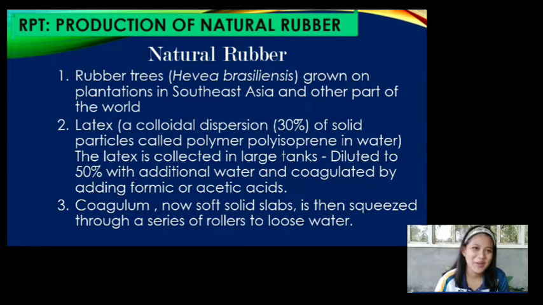polyisoprene in water. So in here, the latex is collected in large tanks, diluted to 50% with additional water, and coagulated by adding formic and acetic acids. The last one is the coagulum, a soft solid slab, which is squeezed through a series of rollers to lose water.